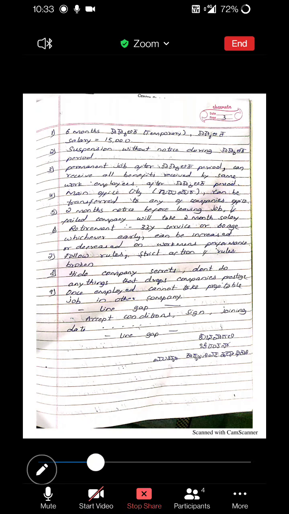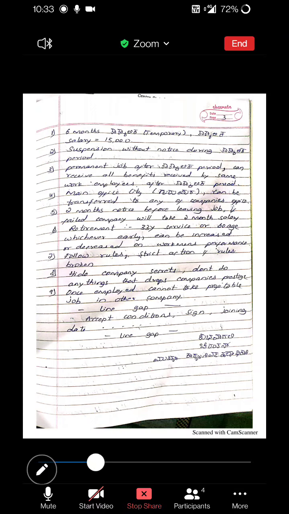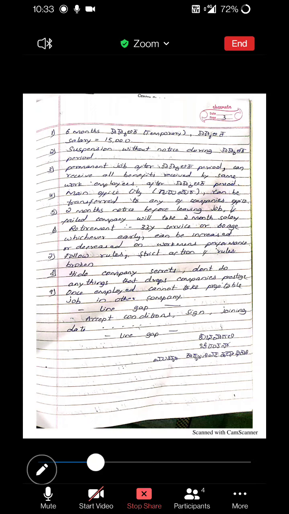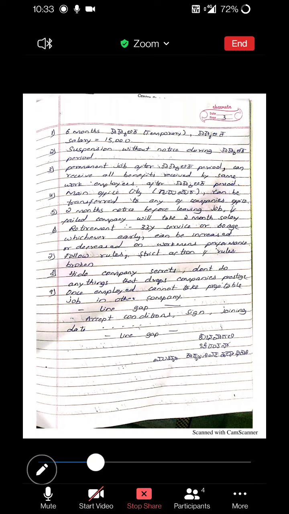So for the training period, his main office will be Gurupur, and after that he can be transferred to any head office of the company. The next point is 2 months notice before leaving the job. If he fails, the company will take 2 months salary. So if he is leaving the job, he will have to provide 2 months notice before leaving. If he does not provide 2 months notice, then the company will deduct 2 months of his salary. Retirement: he will get retirement at 33 years of service or 60 years of age, whichever is earlier.